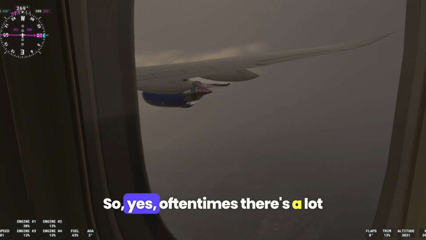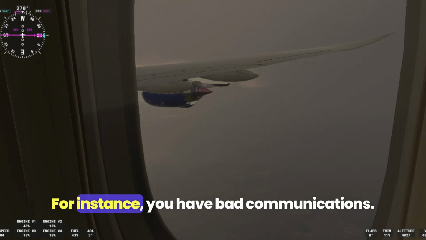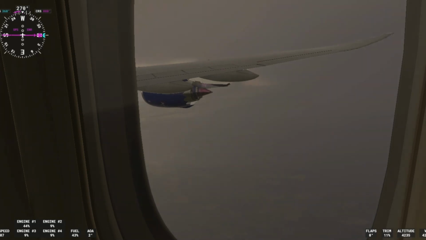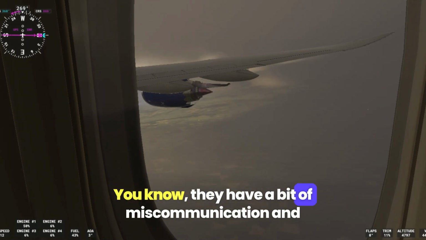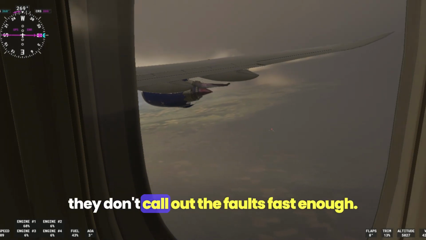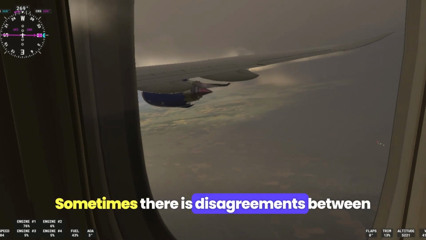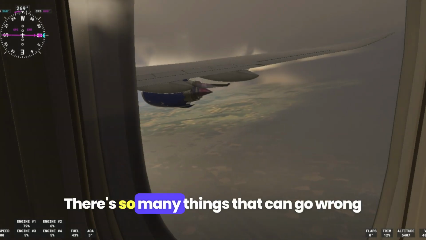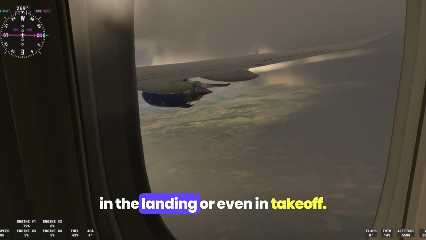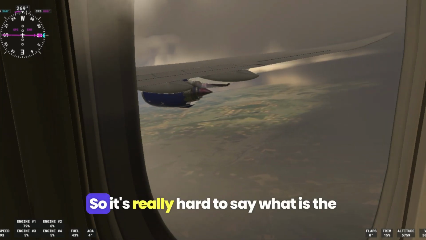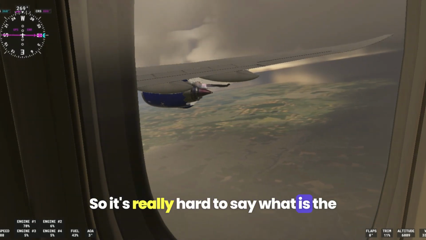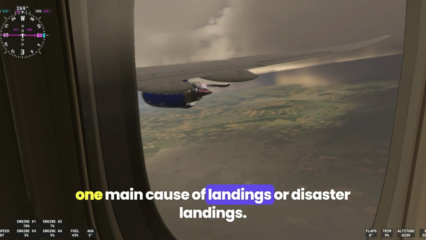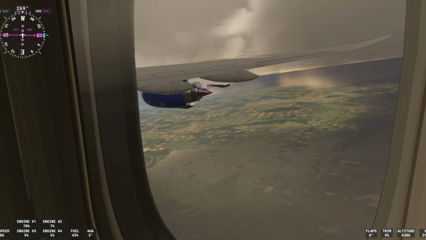So yes, oftentimes there's a lot of things that go wrong. For instance, you have bad communications. ATC doesn't give you proper clearances. Sometimes pilots have a bit of miscommunication and they don't call out the faults fast enough. Sometimes there are disagreements between captains and first officers. There are so many things that can go wrong in a landing or even in takeoff. So it's really, really hard to say what is the one main cause of disaster landings.